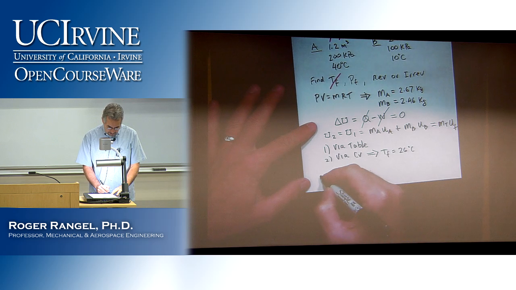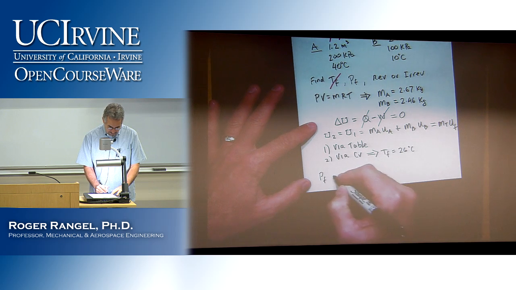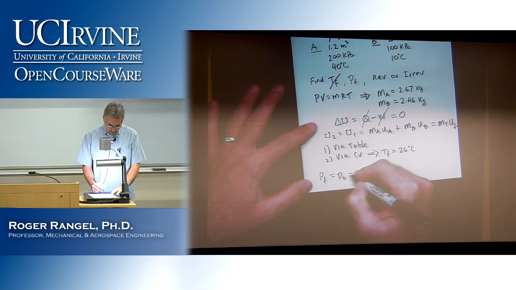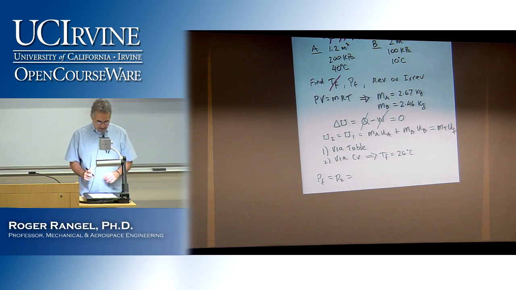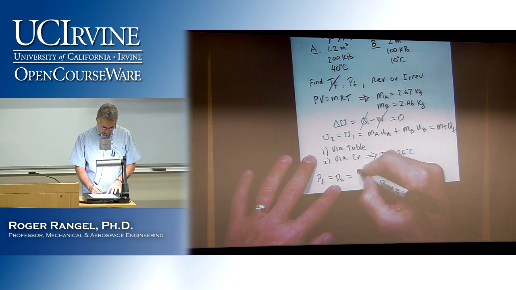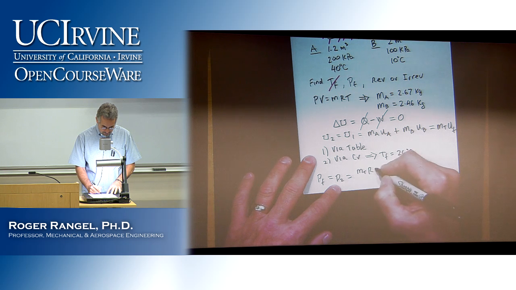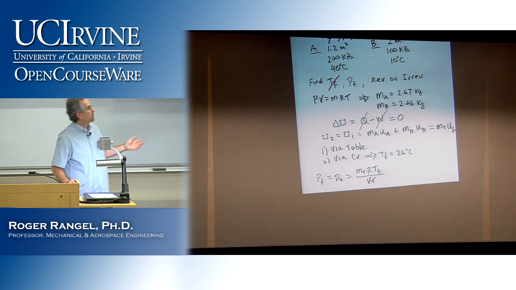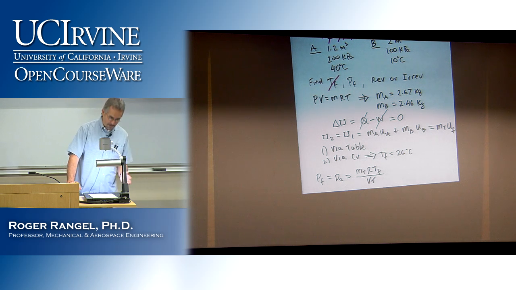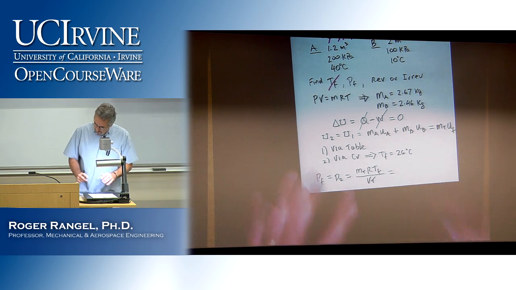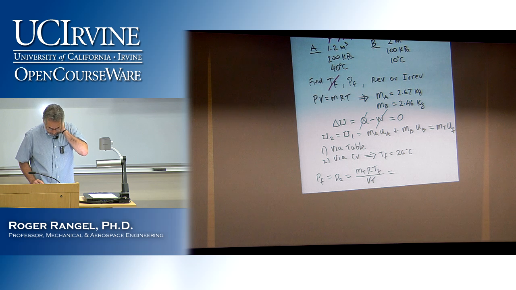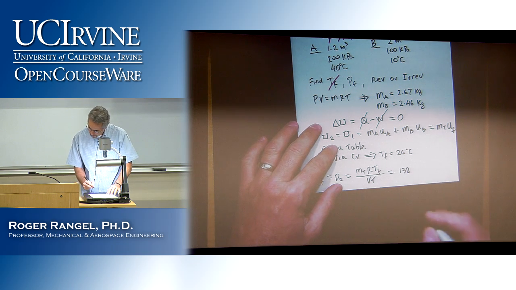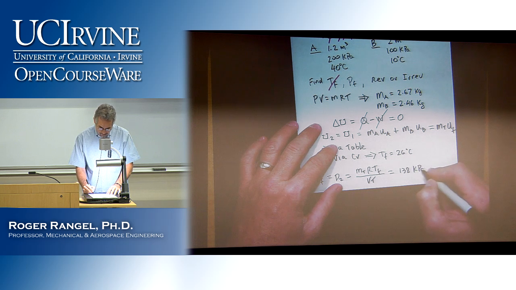So P final, or P2, whatever, either way, is going to be total mass, R, T final, over total volume, which is the sum of the two volumes. So this is also straightforward. You can do that and get your pressure, 138 kilopascals.